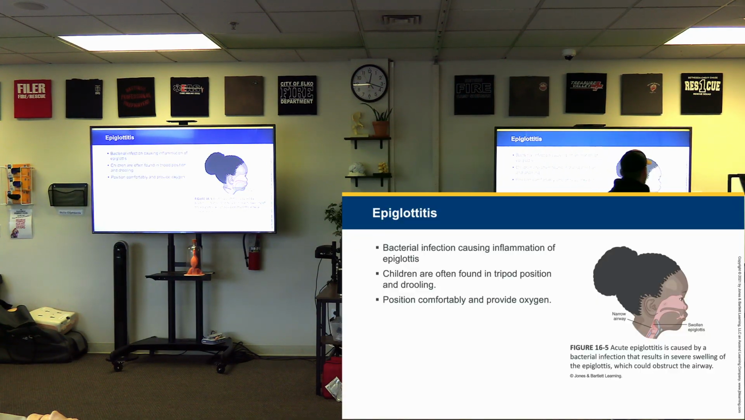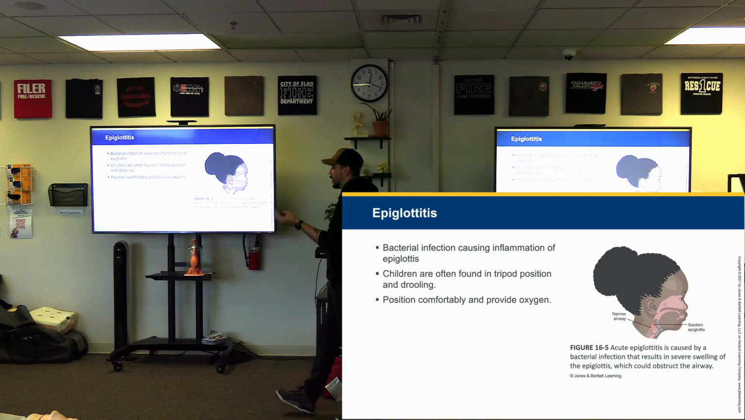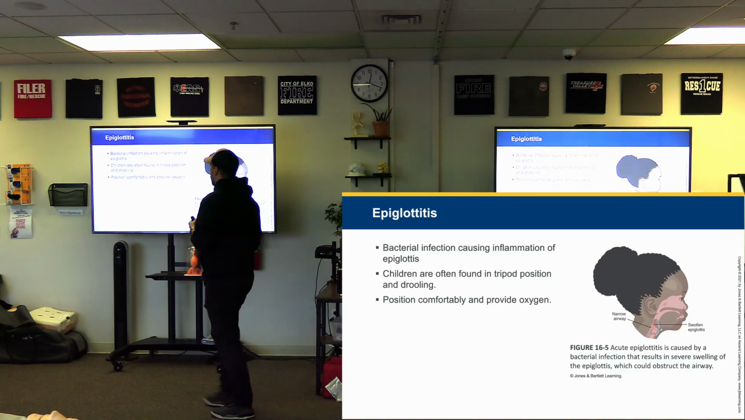But viral tends to be a little bit lower. So think like your 100 to 101 type fevers. Think 102 to 103 for epiglottitis. But epiglottitis is a bacterial infection that causes inflammation of the epiglottis, right? Itis, inflammation, so inflammation of the epiglottis there.